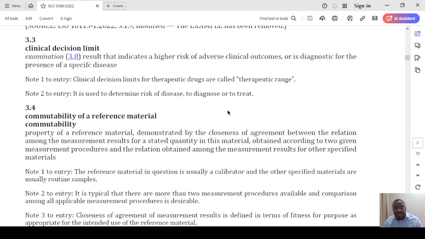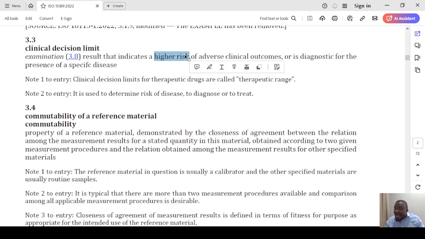Then we have clinical decision limits. Okay. Now, this is a result, and if you have a standard there, please highlight or underline this part: a result that indicates a higher risk of adverse clinical outcomes. So a decision limit, for example, for hemoglobin is that lower limit, because when somebody goes below it, we say that they have anemia.